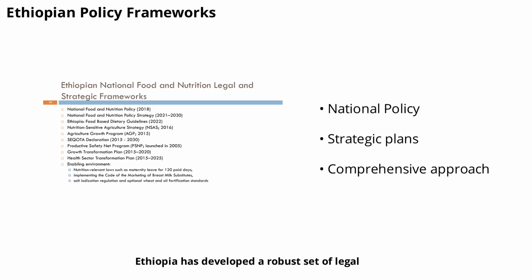Ethiopia has developed a robust set of legal and strategic frameworks to address food and nutrition challenges. These include the National Food and Nutrition Policy, 2018, the National Food and Nutrition Policy Strategy, 2021-2030, and the Food-Based Dietary Guidelines, 2022. Other key strategies include the Nutrition-Sensitive Agriculture Strategy, Agriculture Growth Program, SEQOTA Declaration, and the Productive Safety Net Program. These frameworks provide a comprehensive approach to improving nutrition at the national level.